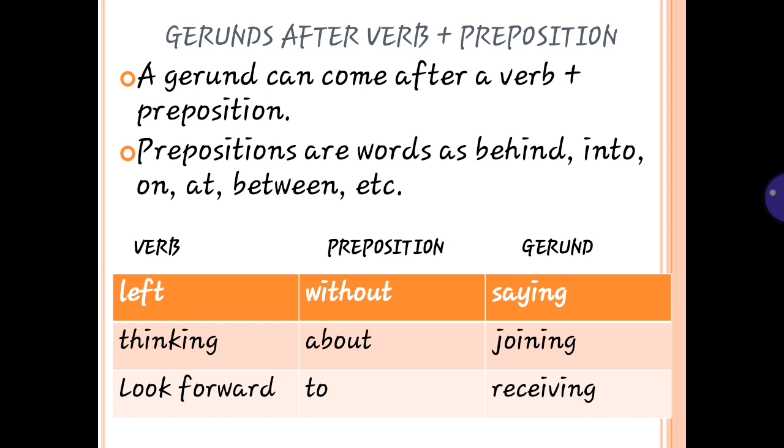For verb again we have left. We have preposition without, and then we have gerund saying. For verb again we have look forward. For preposition we have to, and then for gerund we have receiving. So you have something like left without saying, thinking about joining, look forward to receiving.